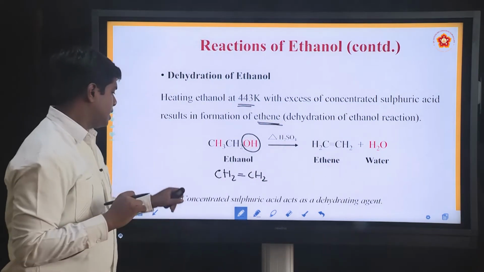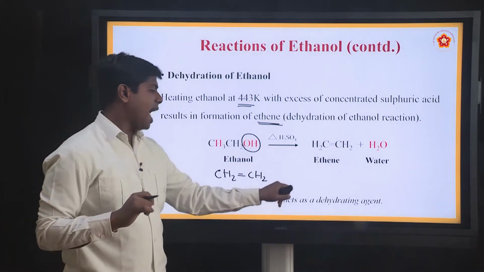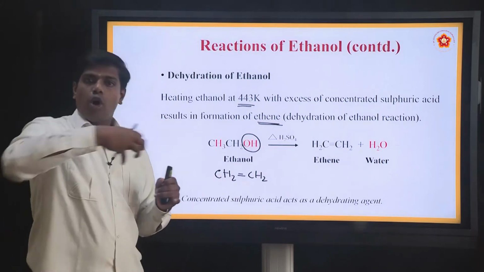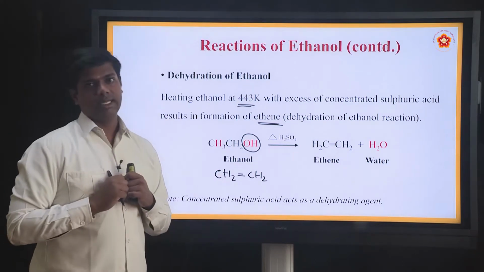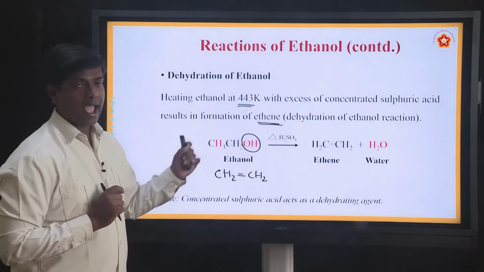This is the reaction. Here you have to note that concentrated sulfuric acid acts as a dehydrating agent. Dehydrating agent means removal of water molecules. That is nothing but a dehydrating agent. This is the reaction. Please note down.